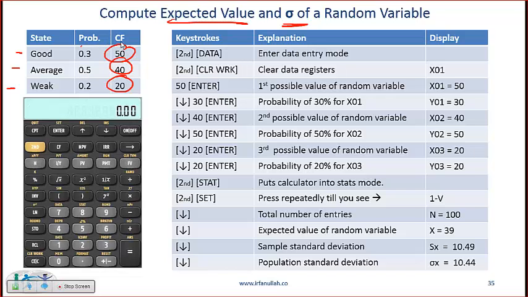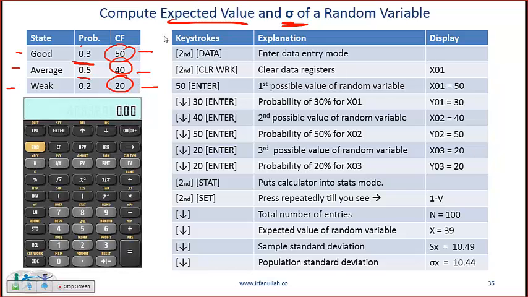Now, does this cash flow have a variance or is it constant? Clearly it has a variance, but each of these cash flows is not equal probability. There are different probabilities. When you have different probabilities, you can still calculate the expected value and variance. Expected value is simply 0.3 times 50 plus 0.5 times 40 plus 0.2 times 20. And the variance is a measure of how spread out this data is.